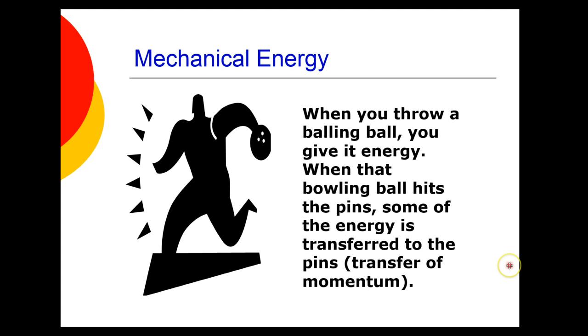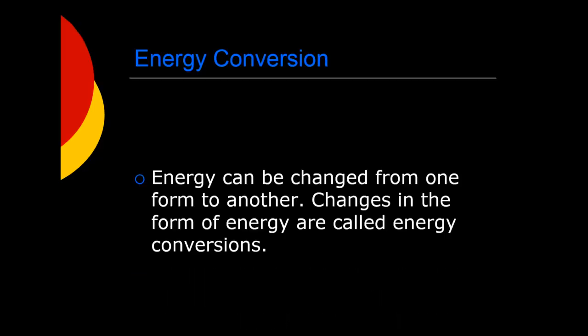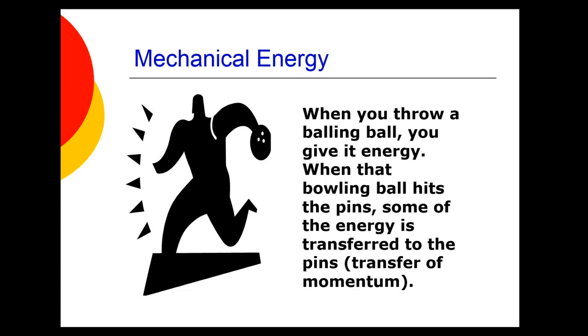When you throw a bowling ball, you are again giving it energy. When the bowling ball hits the pin, some of the energy is transferred to the pins, which is technically called transfer of momentum. So you have mechanical energy moving the ball. It goes down the lanes, it hits the bowling pins, the pins start moving, so they have mechanical energy. Okay, and we're going to stop right here. So this is all about the forms of energy.